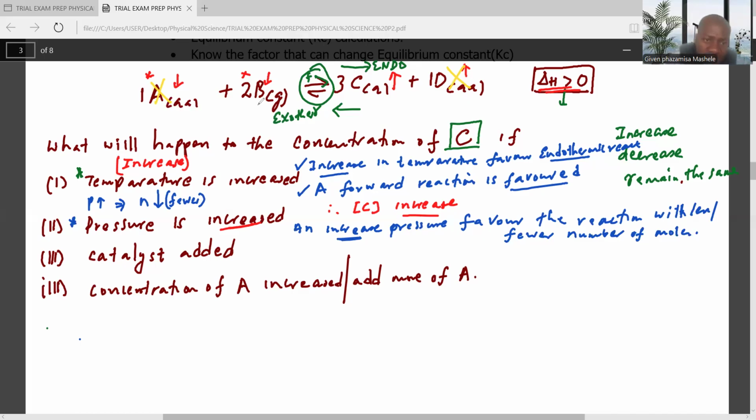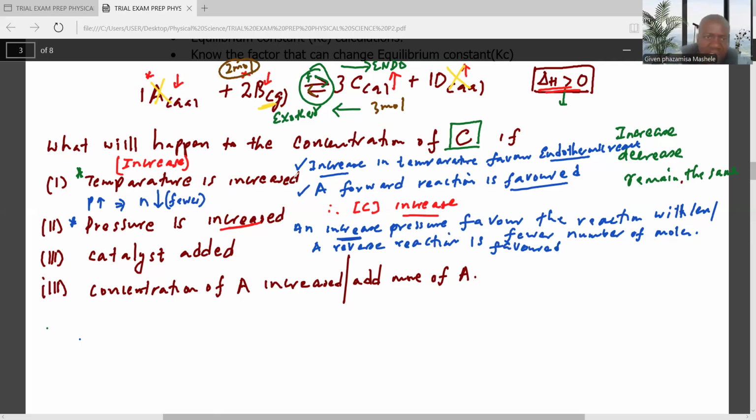Right. Let's look at the left-hand side of the reaction, the reactants. It is a gas. How many moles are here? It's only 2 moles. This side is also a gas. How many moles? It's 3 moles. The side that has fewer moles is this one. So it means we are going to favor the reverse. So we'll say a reverse reaction is favored.